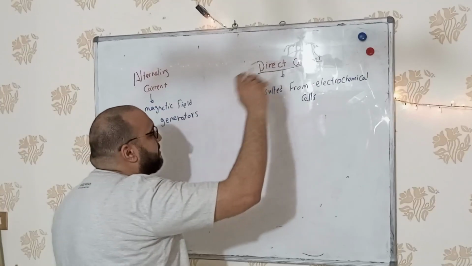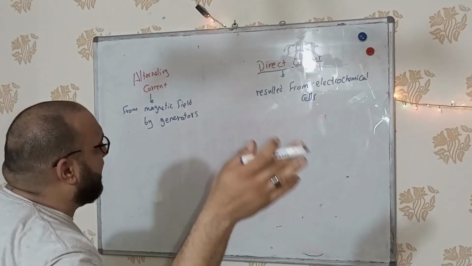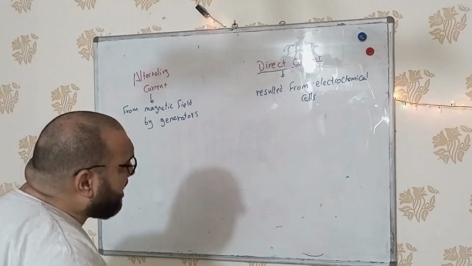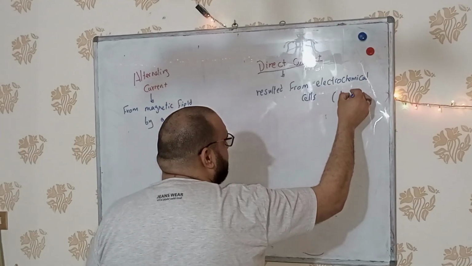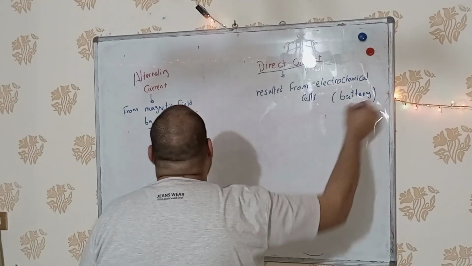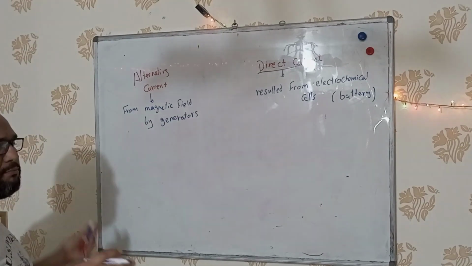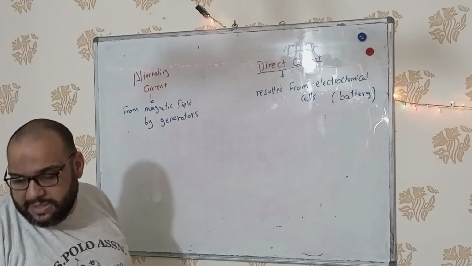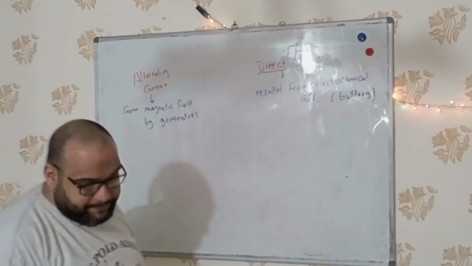A direct current has only one direction. It results from electrochemical cells like a battery, while the alternating current results from a magnetic field using something like generators.